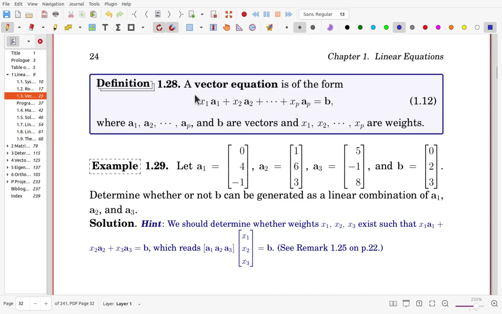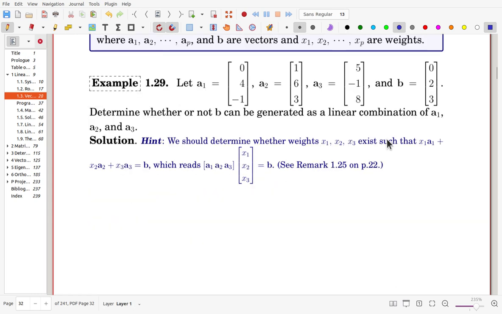A vector equation is of the form here, for vectors A1 to Ap. The left-hand side is their linear combination and equals a vector on the right-hand side. So once an equation is given in this way, we call it a vector equation. Of course, over there, x1 to xp are weights. Okay. Let's see this example.